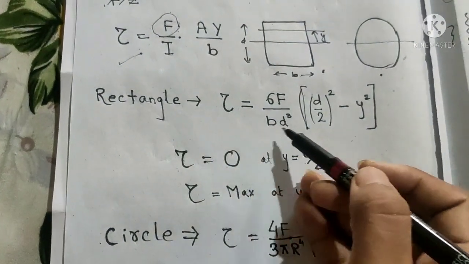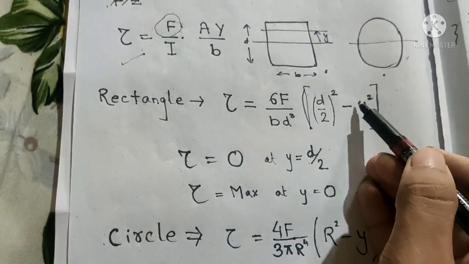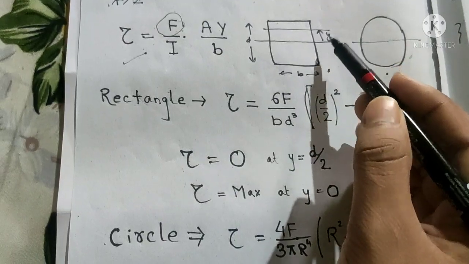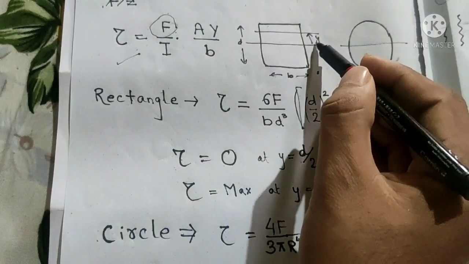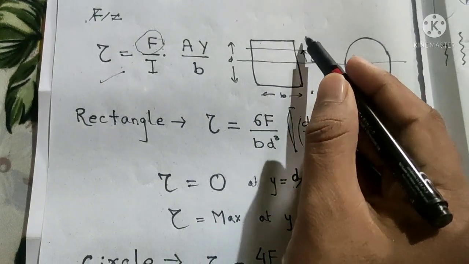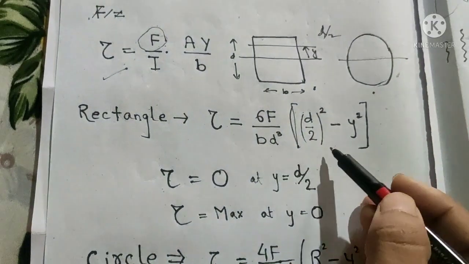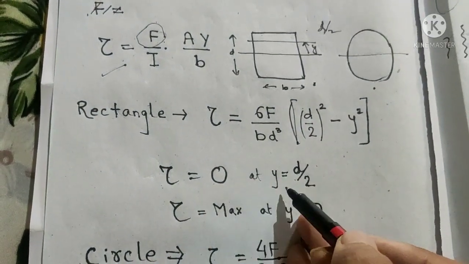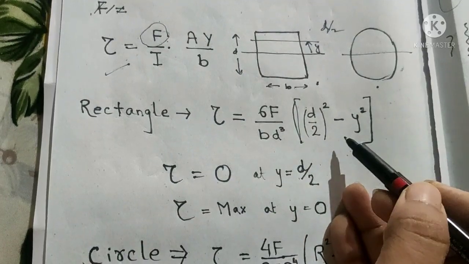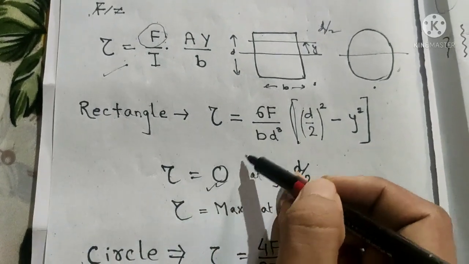According to the formula, tau is proportional to negative y squared, meaning negative of distance squared, and y varies from 0 at the neutral axis to a maximum value of d by 2. If we put d by 2, the d by 2 squared terms would cancel and we would get 0 shear.